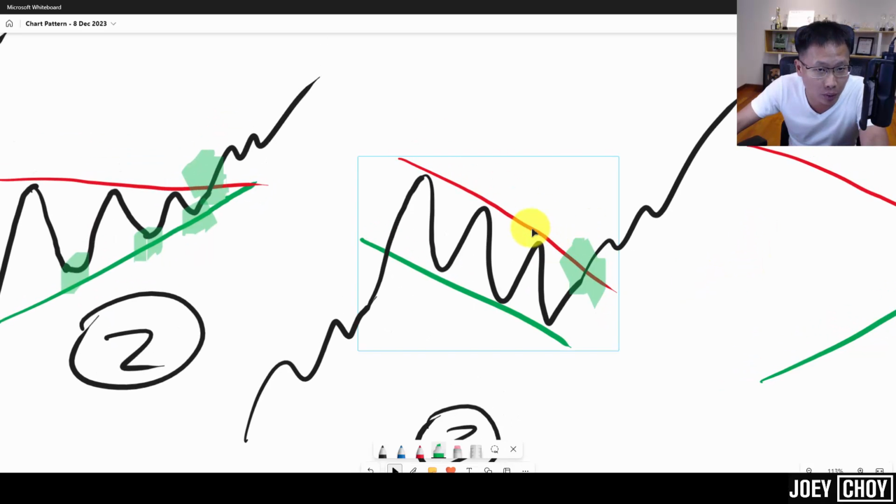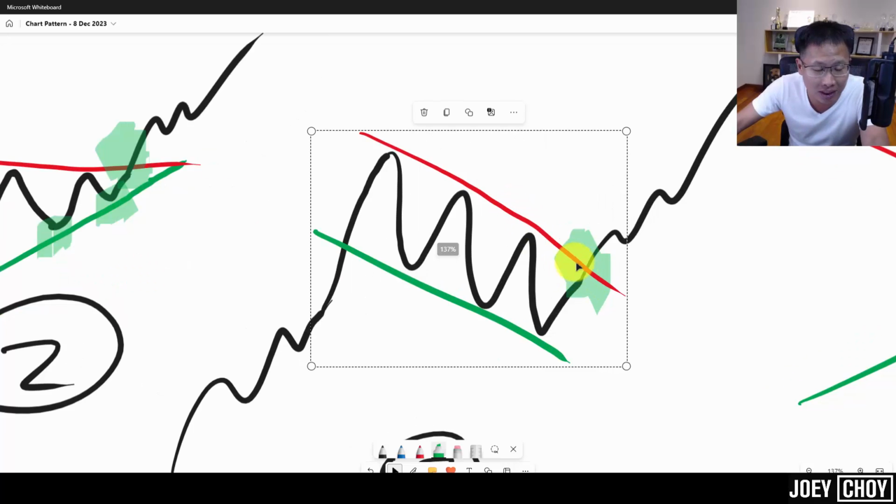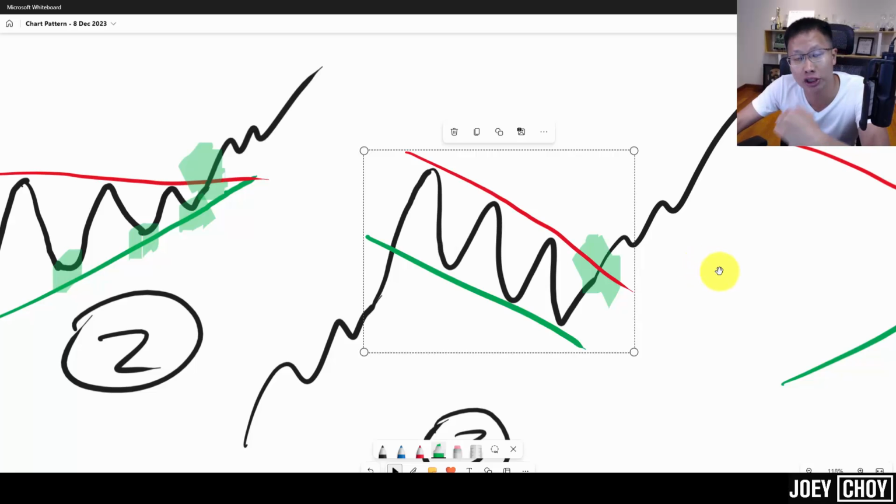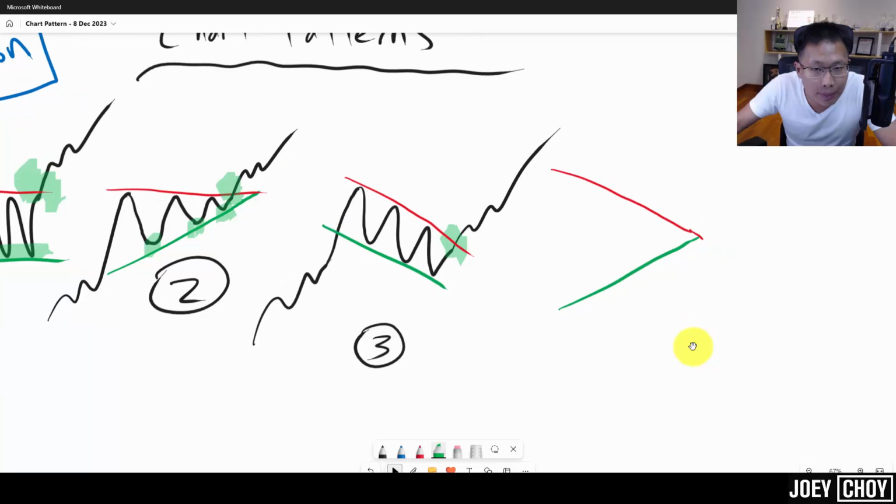So this red line is what we call a channel resistance level. When we break above this downward sloping channel resistance level, that is where potentially the uptrend can continue again, and we have got out of this bullish flag pattern. Okay, let's move on to number 4.